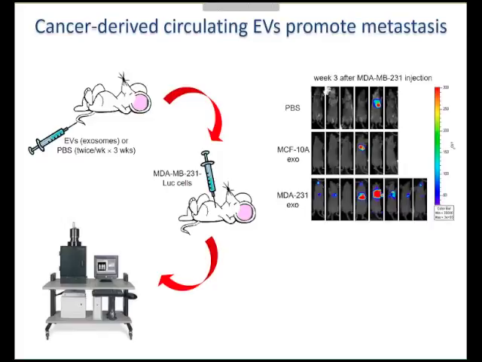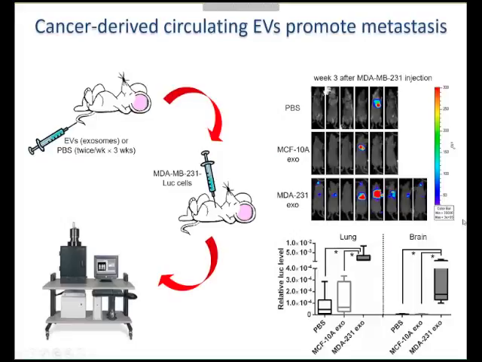So the results indicate that, compared to mice pre-treated with PBS or exosomes from the normal control cells, those mice that have been pre-treated with cancer-secreted exosomes indeed had earlier development of distant metastasis in the lung and brain, suggesting that cancer-secreted exosomes can indeed prepare these distant niches in order to facilitate distant metastasis.